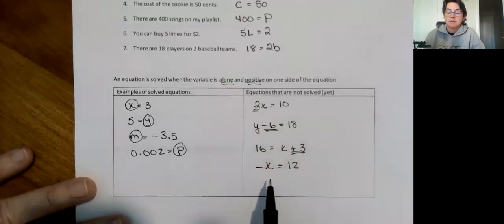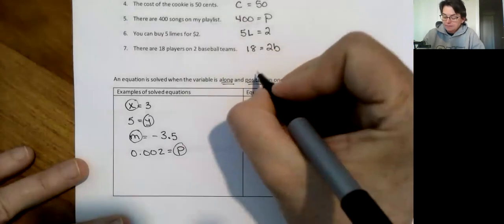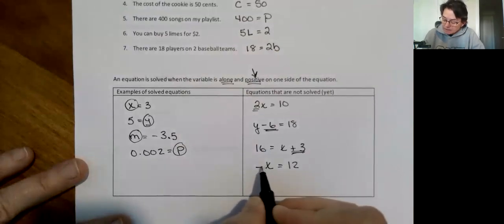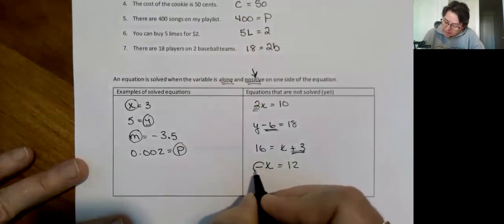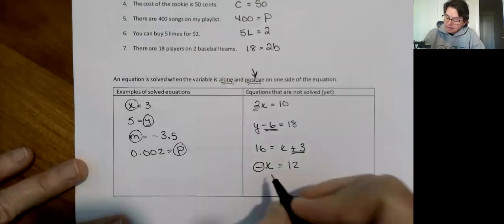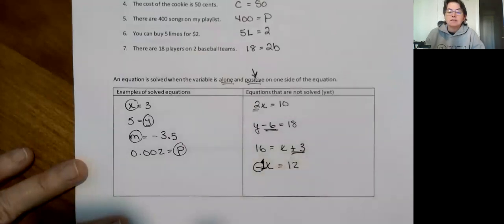A couple things students make mistakes on. This is probably the biggest one that people will forget. Negative x is equal to 12. That's the part that people forget about. They forget about the positive. So this one, it's actually the negative out in front that's messing everything up. And technically, if you wanted to, there's an, oh, I made a mess there. It's an understood 1 there.